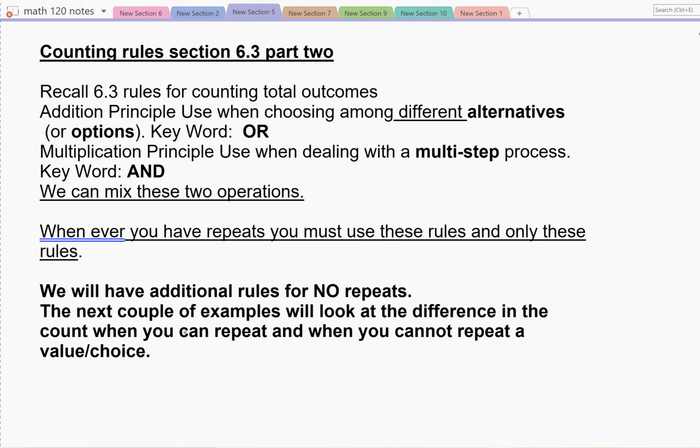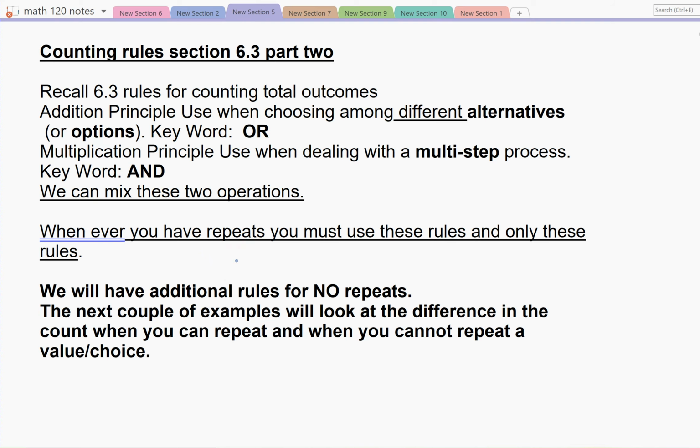Alright, so 6.3 part 2 is getting you to use the same rules that we did in 6.3, picking among different alternatives. If you use the word or, we add. If we're doing a sequence of events, a multi-step process, you use the word and, you multiply. What we're going to focus on specifically in this case is the difference between when you're allowed to repeat and when you're not allowed to repeat.